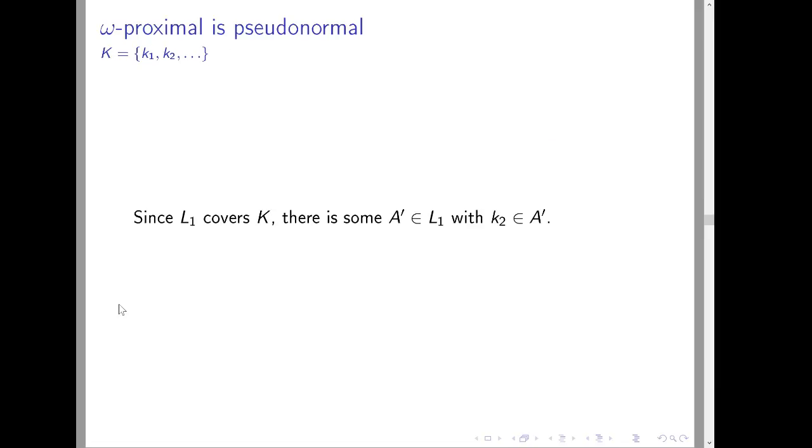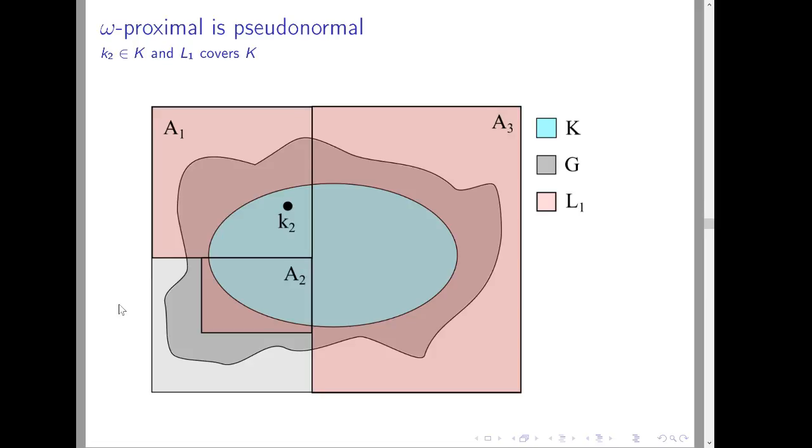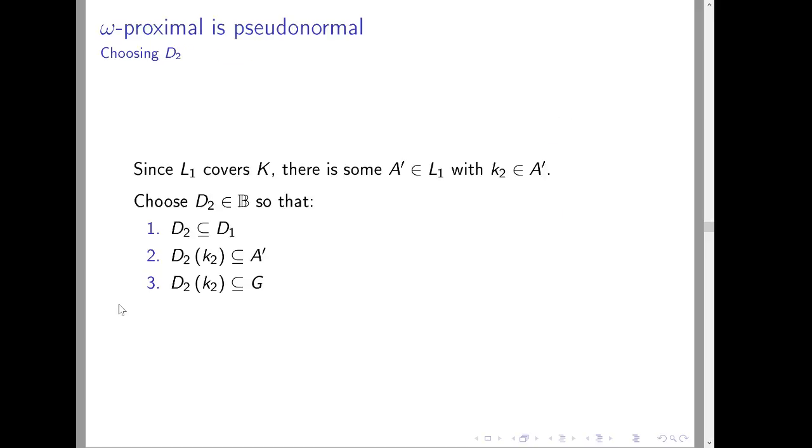All right. And this is a cover of K, and we enumerated capital K as K1, K2, and so on. So K2 is sitting somewhere. I don't know where it is, maybe it's there. So there is an element of the level 1 cover that contains K2. Here's how we're going to choose D2. We're going to choose D2 so that it's contained in D1, also an element of that special base. We choose it so that the D2 ball about K2 is in the element of the level 1 cover that contains K2, and also so that the D2 ball about K2 is contained in G.